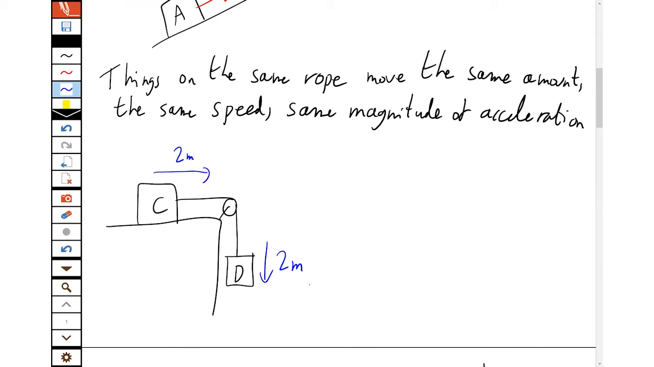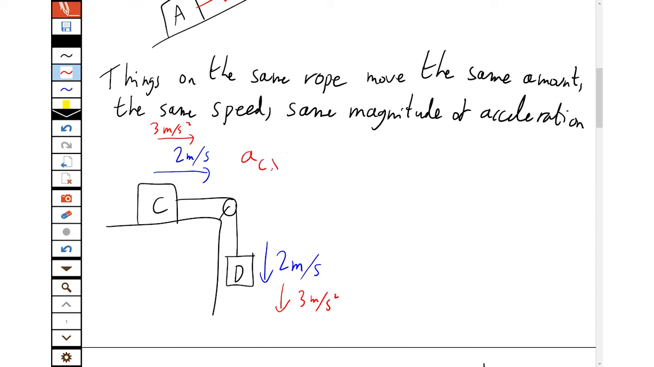So we can see if C had a speed of 2 meters per second to the right, so a velocity of 2 meters per second to the right, then D has a speed of 2 meters per second down, turning it into a velocity. And likewise for accelerations, if C was accelerating 3 meters per second squared to the right, then D would be accelerating 3 meters per second squared down.